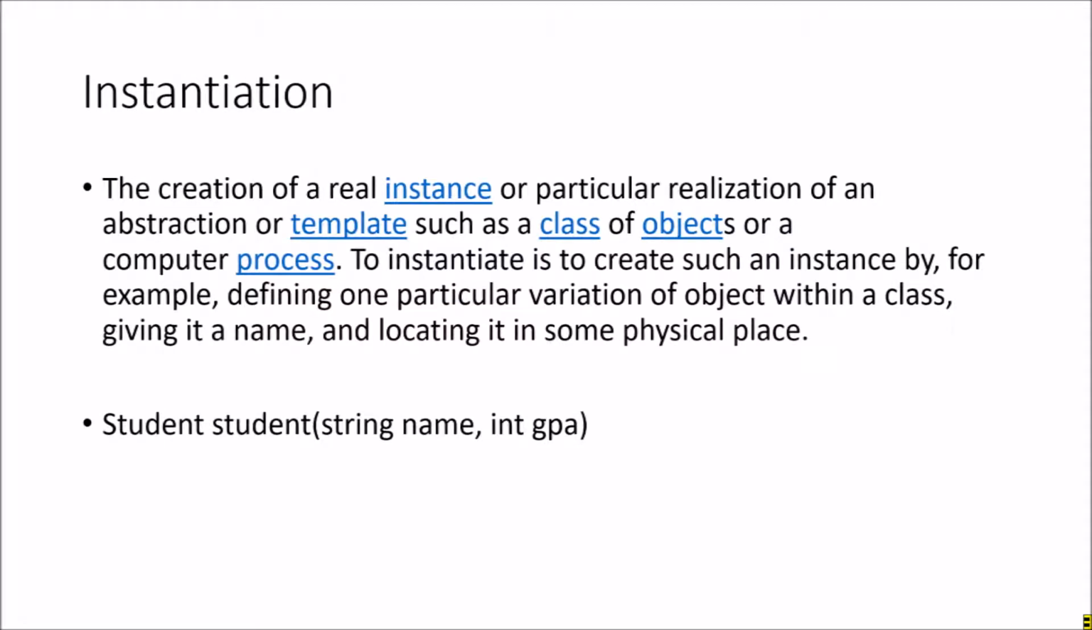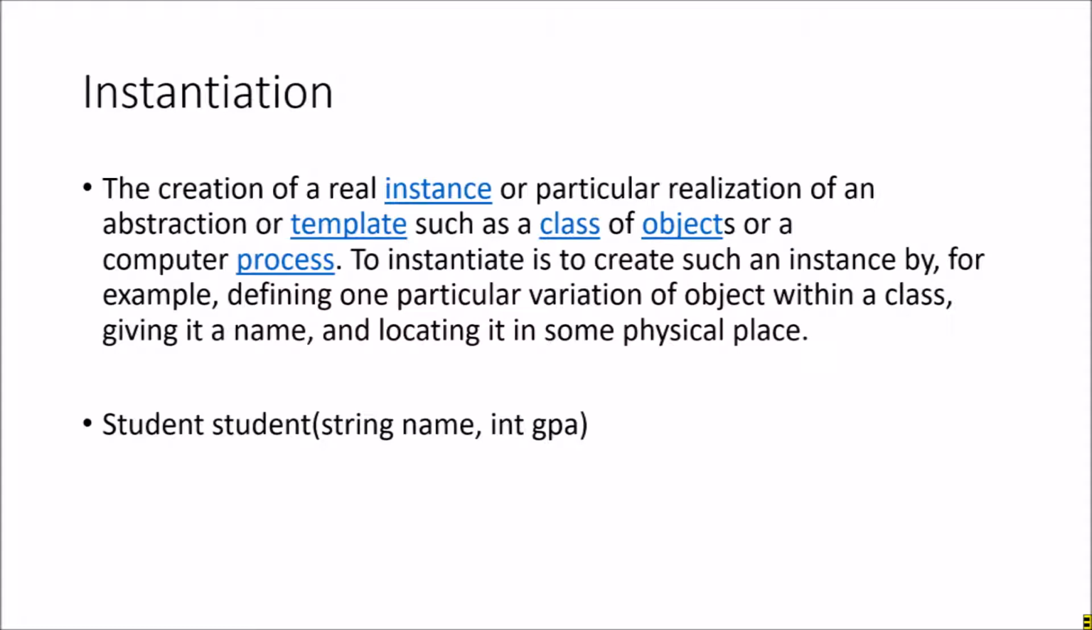Instantiation, it's a little difficult to explain. I'm going to read word for word from a Stack Overflow quote. Instantiation is the creation of an instance or particular realization of an abstraction or template, such as a class of objects or a computer process. To instantiate is to create such an instance by, for example, defining one particular variation of an object within a class, giving it a name, and locating it in some physical place.